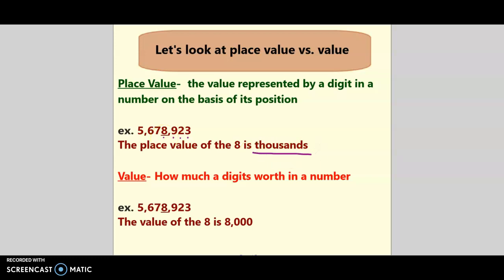If we're trying to look for value, it's how much a digit is worth in a number. So if we're looking at the number 8 now, we want to know how much that 8 is worth. The value of that 8 is going to be 8,000. An easy way of thinking is, the 8 is in the thousands place, so I know that the value is going to be 8,000.